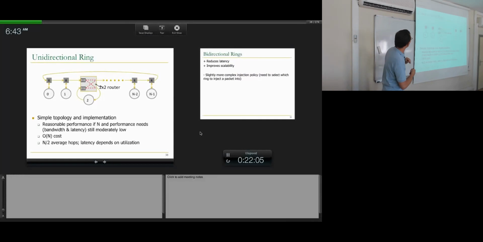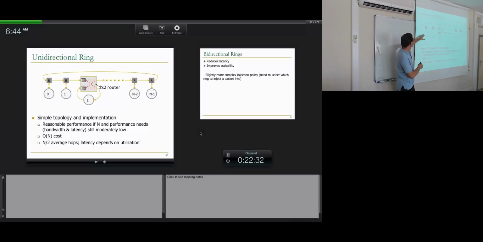Okay, so a unidirectional ring. One advantage of the ring is the router is very simple. If you look at the router, this is what it looks like. There's routing logic to inject into the ring, and there's logic to eject from the ring into the node. And that's all you need. It's a 2x2 router. The topology is simple, implementation is simple, and you get reasonable performance if the number of nodes n and performance needs are relatively low.